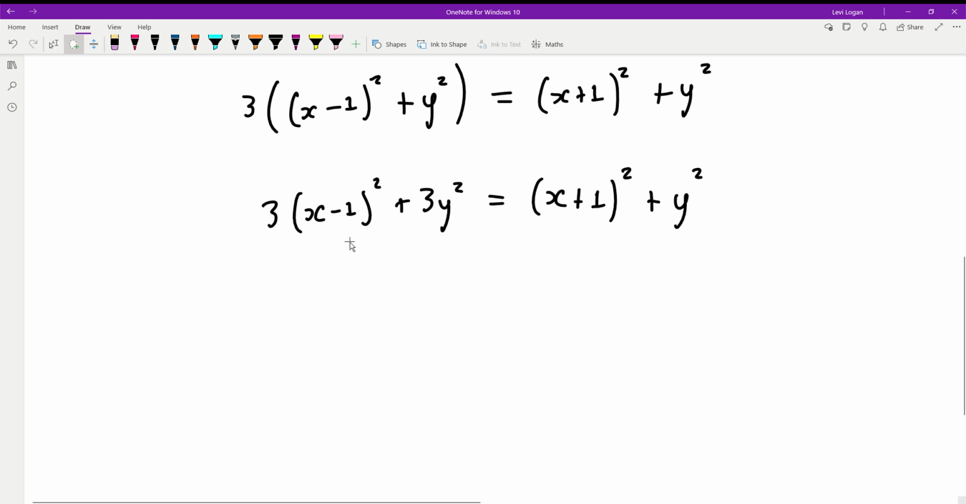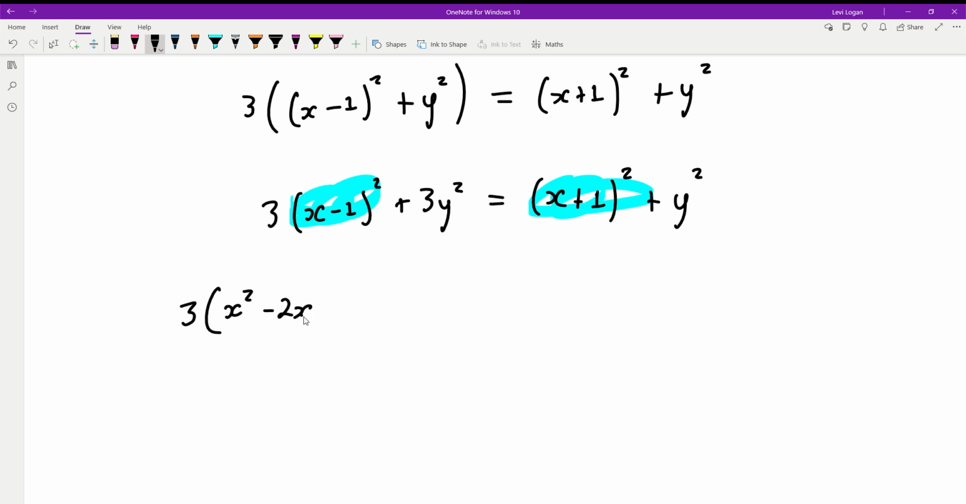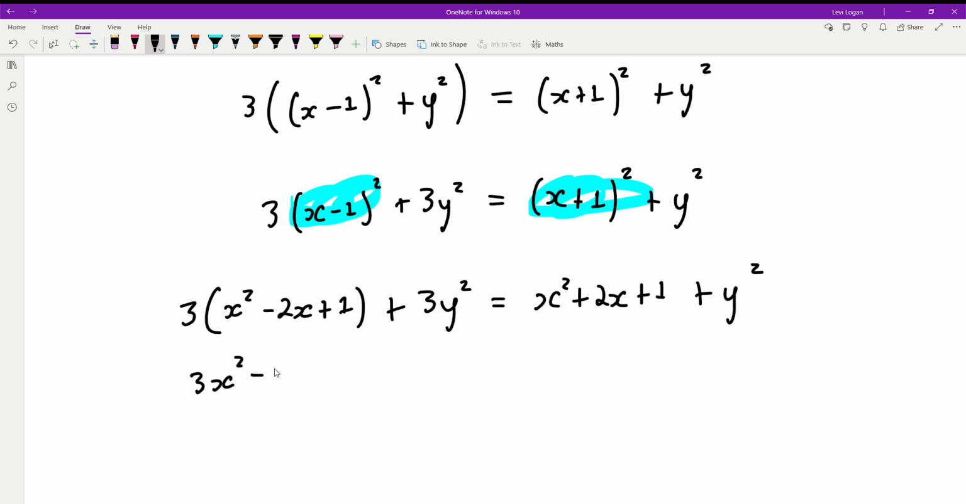Alright, so what we're going to do is, first of all, expand this and this. So this would give you 3, and then this would turn into x squared minus 2x plus 1, plus 3y squared, equals, this will turn into x squared plus 2x plus 1 plus y squared. Distribute that 3, so we have 3x squared minus 6x plus 3 plus 3y squared equals x squared plus 2x plus 1 plus y squared.